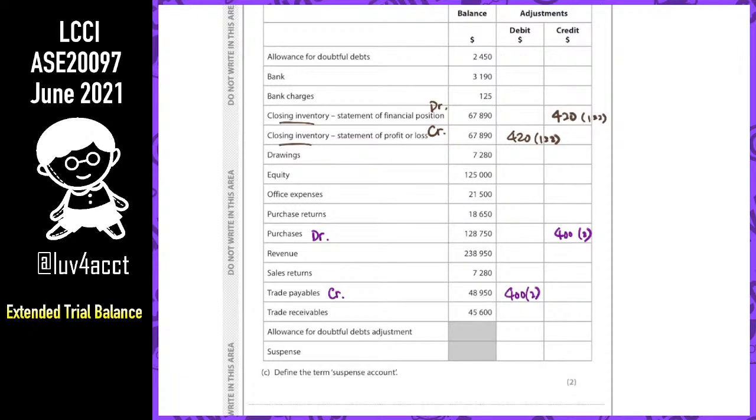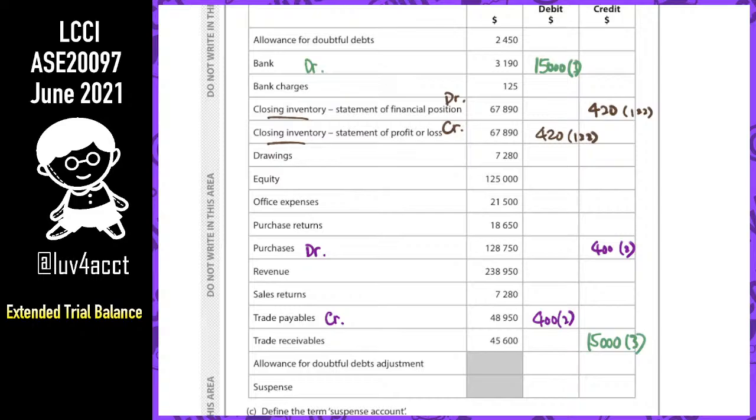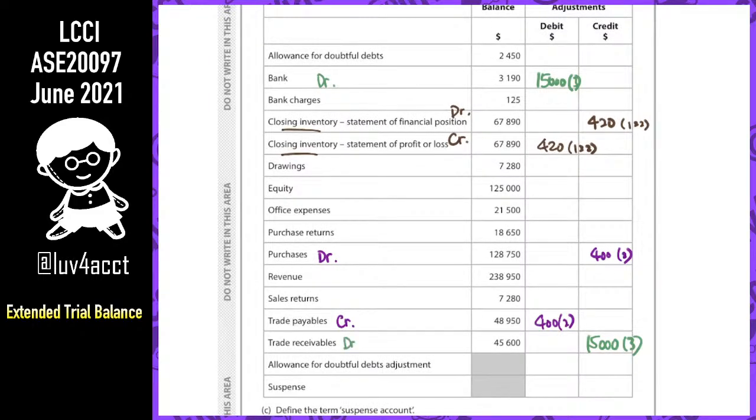Receipt of check 15,000, this is item 3. Trade receivables 15,000. You can see bank is on the debit side, so if you receive money you have more. Receipt is on the debit side of the bank, of course. And trade receivables is a debit side account. When you receive money from your receivables, you have to reduce the amounts they owe us.